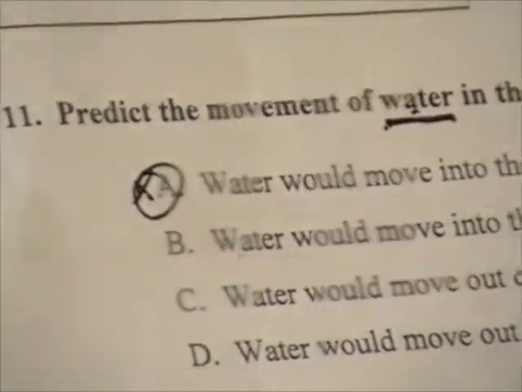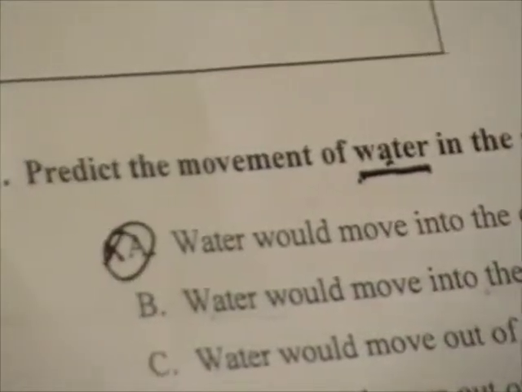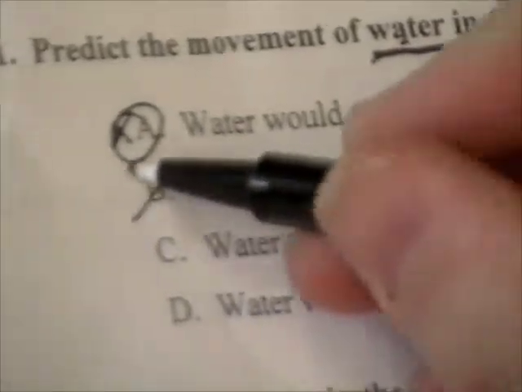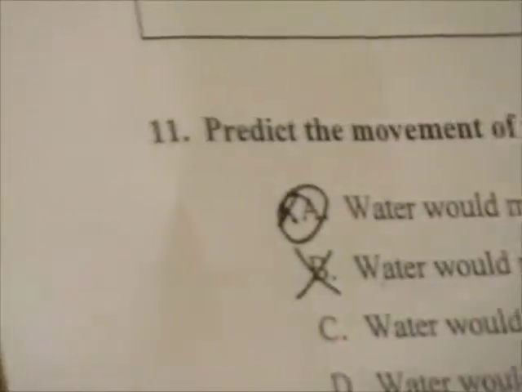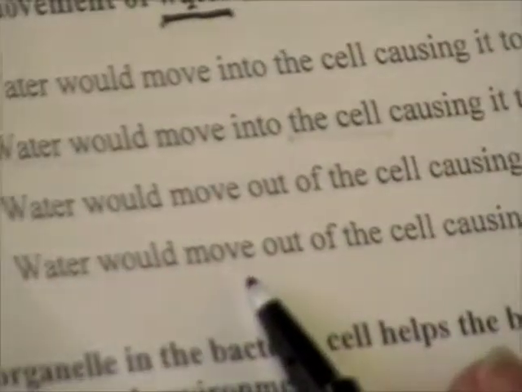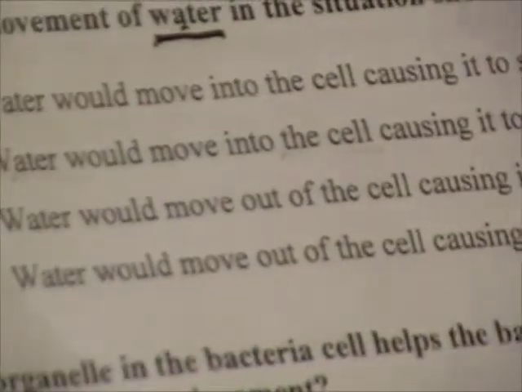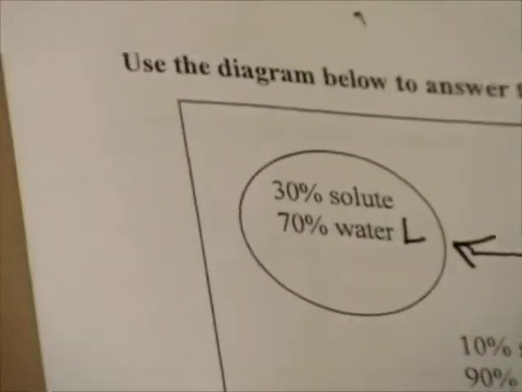We'll circle it. Water would move into the cell, causing it to shrink. Well, when something moves into a cell, it's not going to get littler. It's going to get bigger. That sounds a little hinky. Let's cross that one off. Water would move out of the cell, causing it to swell. Well, if water moves out, it's not going to swell. It's definitely going to shrink. So we'll cross that off. Water would move out of the cell, causing it to shrink. That's a true statement, but again, we're moving from high concentration to low concentration, so I'm going to say that A is the correct answer and D is not right.